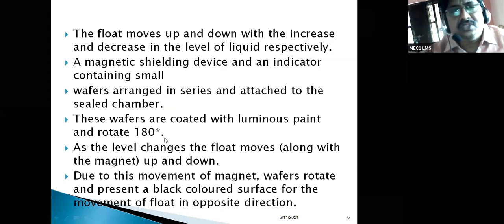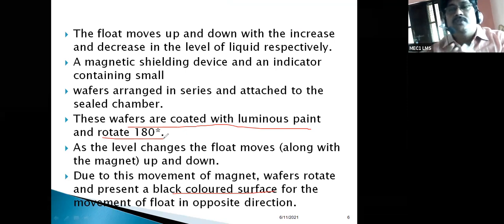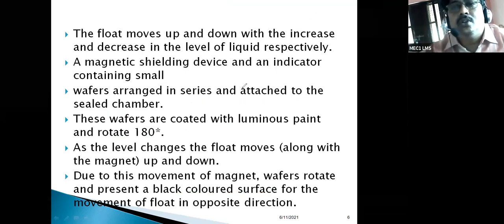See here, this is what I said: a black colored surface, and when it rotates in the opposite direction, there will be a yellow color also, that means yellow and black both. The wafers are coated with luminous paint and rotate 180 degrees. When the wafers rotate, that means they glow. When the level increases, automatically they glow. The wafers are arranged in series and attached in the sealed chamber, right? I will show one video, then you can understand clearly. This is the explanation of that one. All of you see.